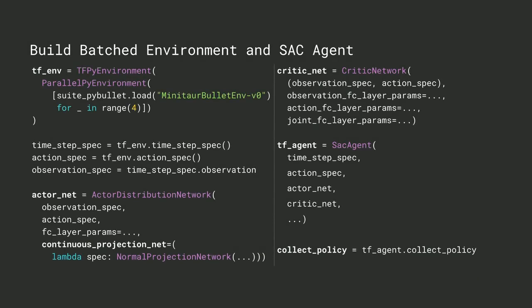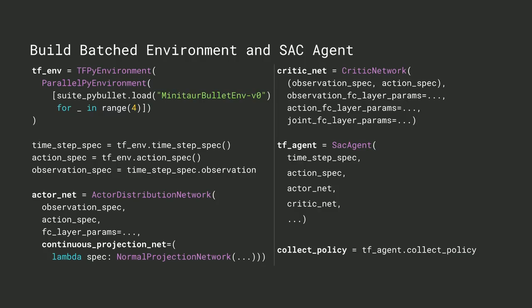Now, here's bringing together the whole setup. You can load 4 of these simulations, have them running in parallel, and try to maximize the number of cores that you're using when you're collecting data. And to do that, we provide the parallel PyEnvironment, which Sergio spoke about, wrapped in a TFPyEnvironment. And now we get down to the business of setting up the neural network architecture for the problem.